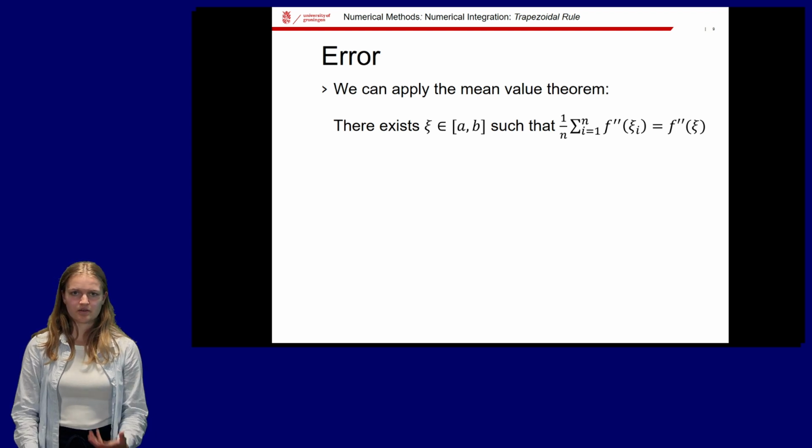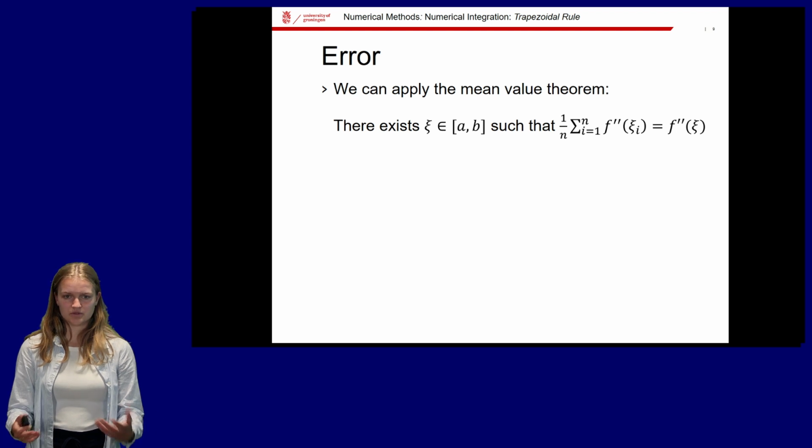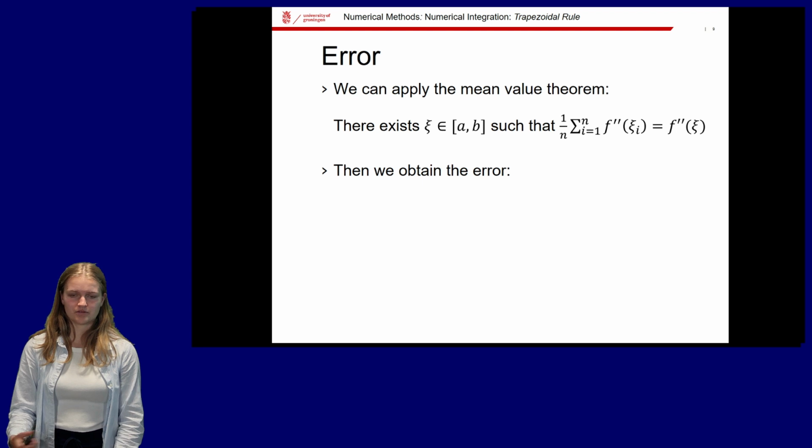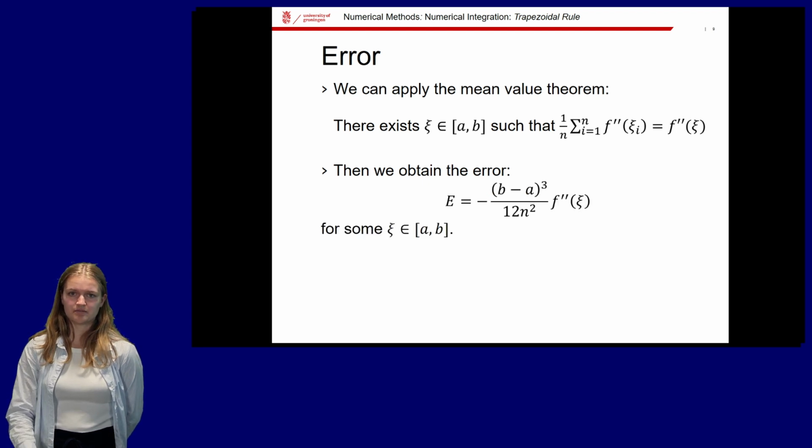This states that there exists xi on the domain from a to b, such that this average, so the sum of i is 1 to n of the second derivative of f of xi i over n, is going to be equal to the second derivative of f of xi. So then we can substitute that into the expression of the last slide to get this global error. Global truncation error is this for some xi on this interval.